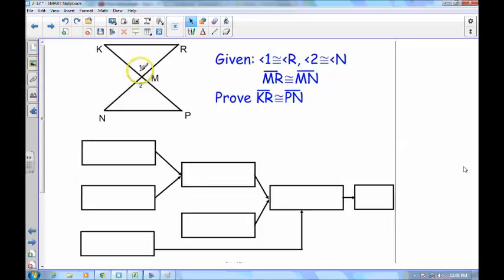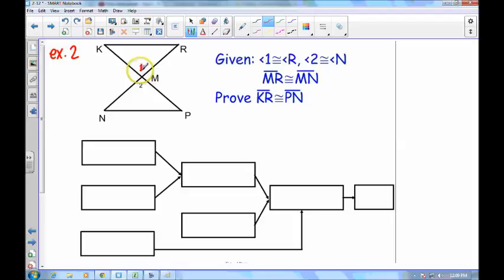Okay, let's go through it and see if we can figure out how the flow chart is set up. Okay, and this is a 1. I paused it when the marker was over it. That's angle 1. The first thing, if you recall the last problem, she did was take the given information and mark it on the picture so you can visualize what's going on. So given, it says angle 1 is congruent to angle R.